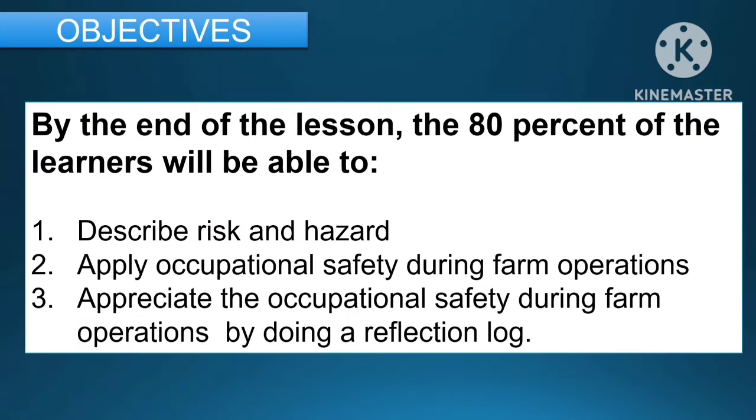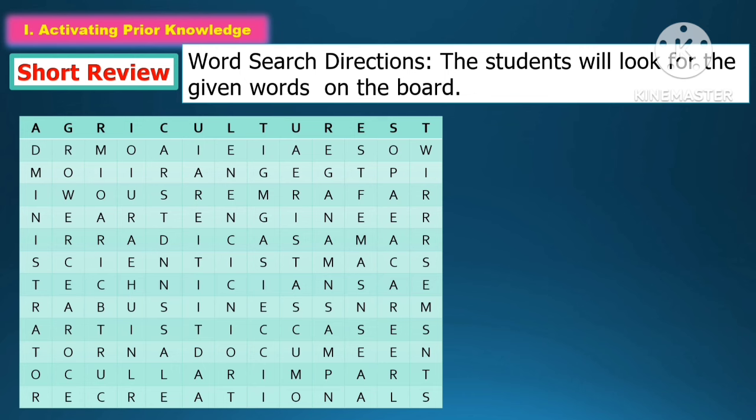For the objectives, by the end of the lesson, 80% of the learners will be able to: first, describe the risk and hazard; the second one is to apply occupational safety during farm operations; and the third one is to appreciate the occupational safety during farm operations by doing a reflection log.